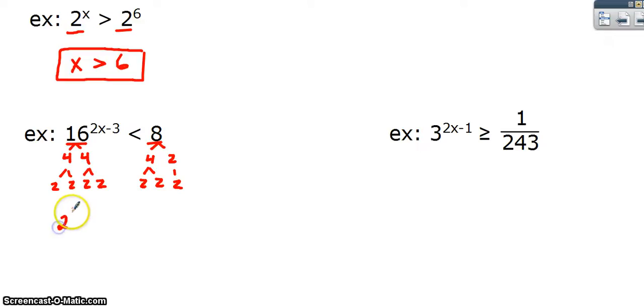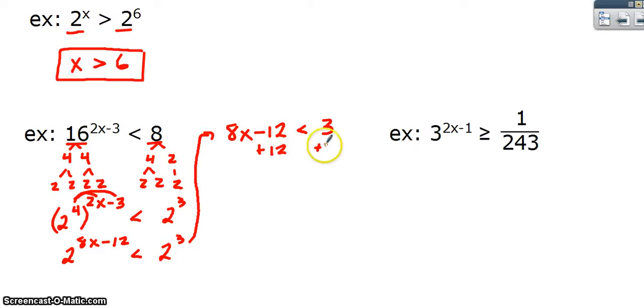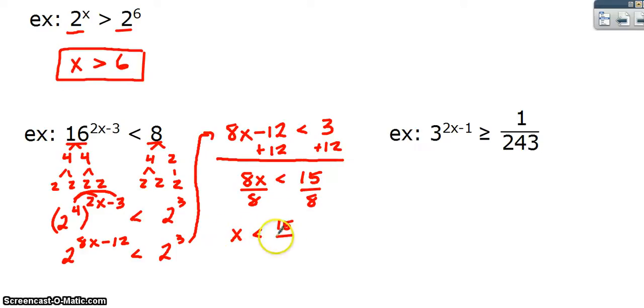So let's do that. This is 2 to the 4th to the 2x minus 3 is less than 2 to the 3rd. We got to do some distributing here. So that's going to be 2 to the 8x minus 12, which is less than 2 to the 3rd. Let's come up here and give myself a little more room. So that's going to leave me with 8x minus 12 is less than 3. Add 12. 8x is less than 15, and divide by 8. X is less than 15/8.